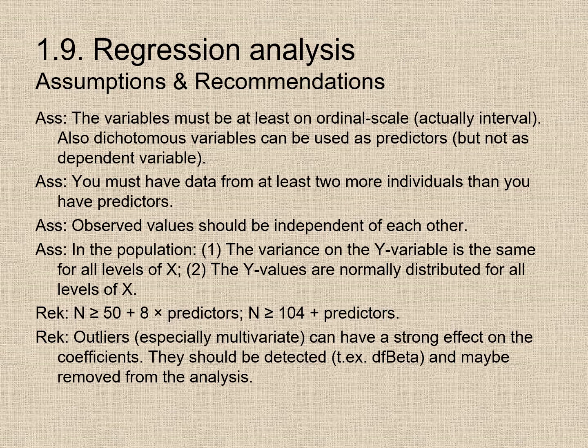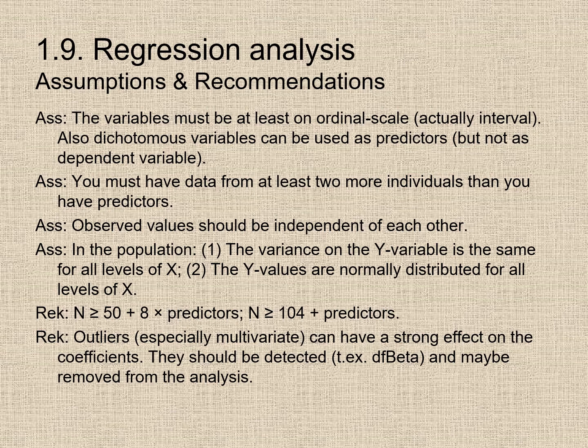But not nominal data. You cannot have nominal data, not as the dependent variable. As for the independent variables, you can have nominal data, but only one kind, namely dichotomous. So dichotomous or continuous predictors, and a continuous dependent variable. You must have data from at least 2 more individuals than you have predictors, because otherwise you don't have any residual degrees of freedom, and you will have a 0 in the denominator and you can't do the calculations. But of course, we want many more persons than that.